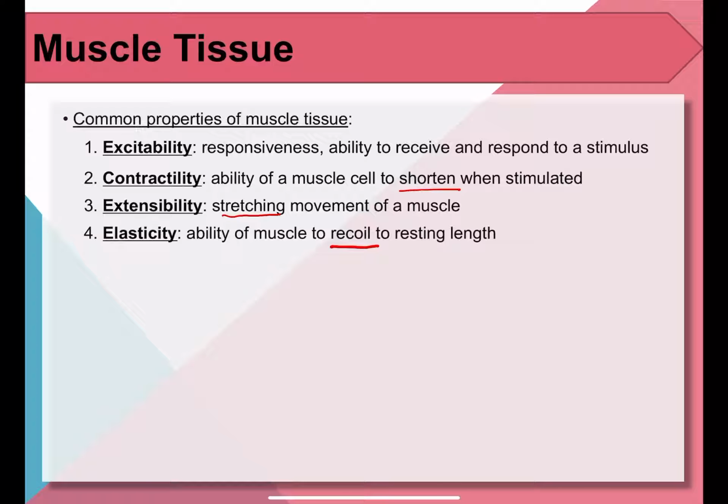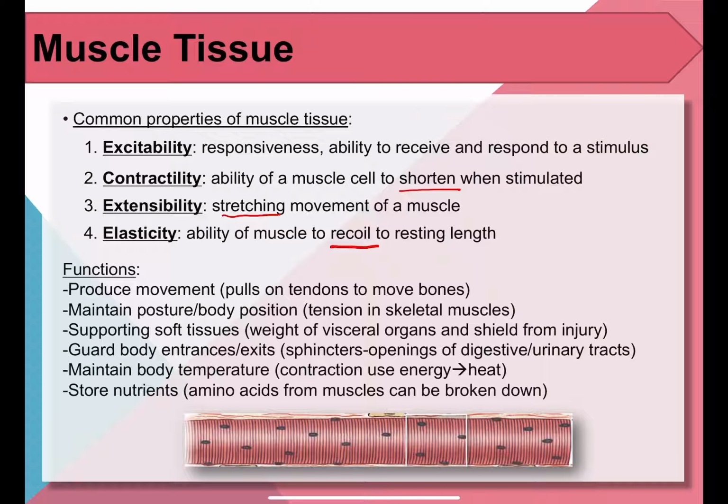Now, function-wise, muscle tissues do a variety of things that we have mentioned previously. For example, they can produce movement. Tendons attach the muscles to bones, and when muscles contract, they pull on the tendons. Tendons pull on the bones to give you movement. They also allow us to maintain body posture and position.